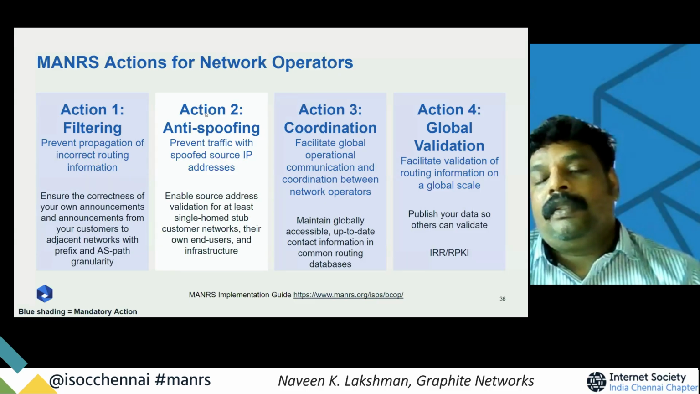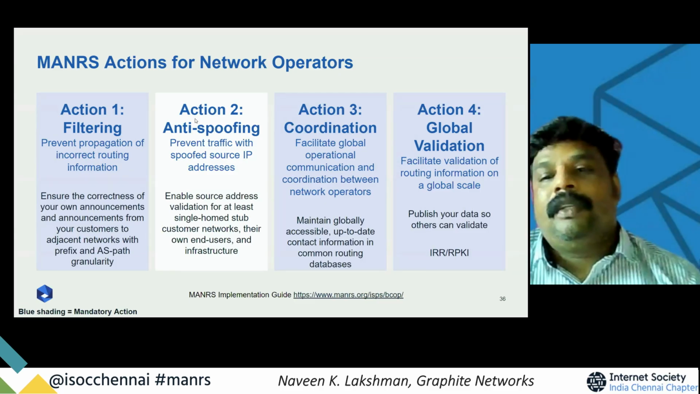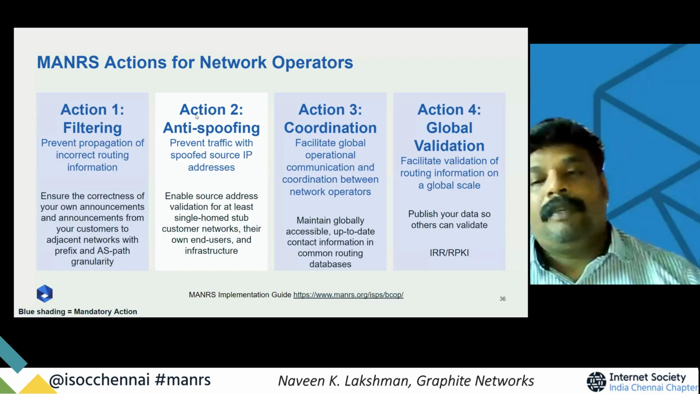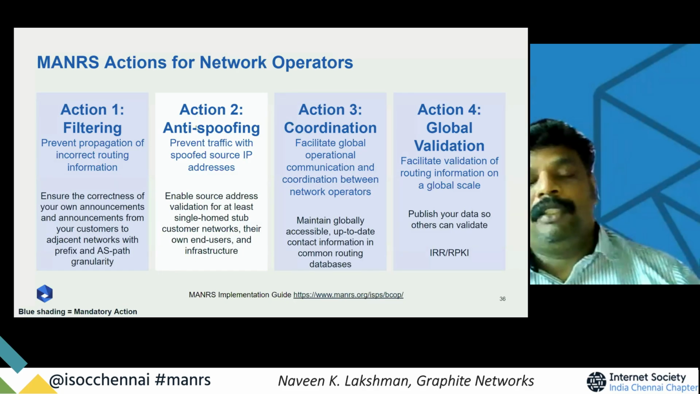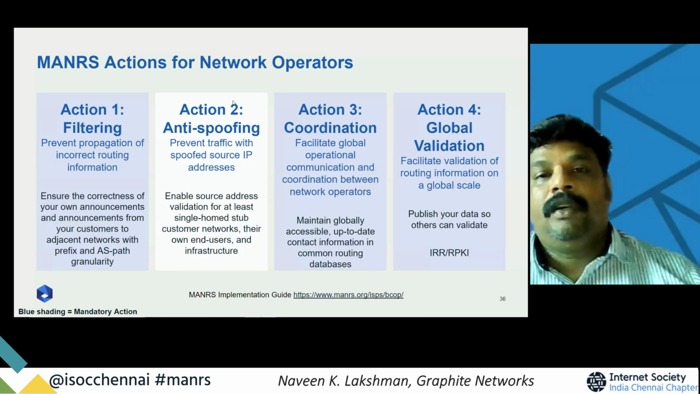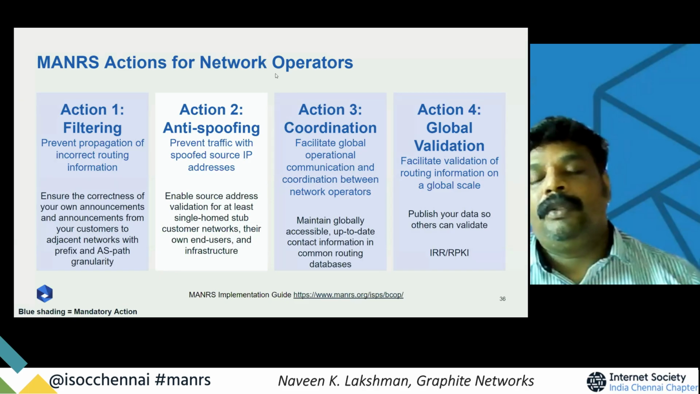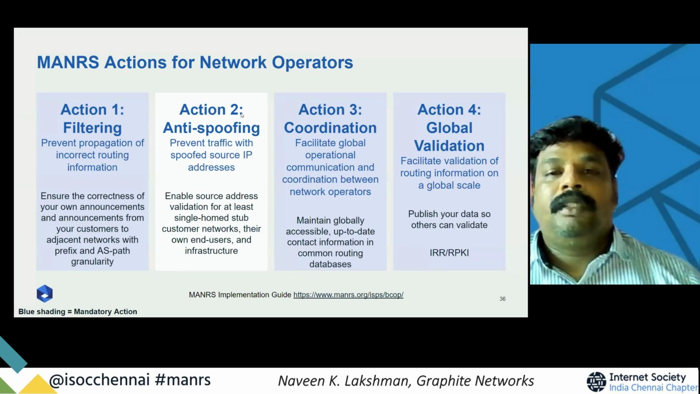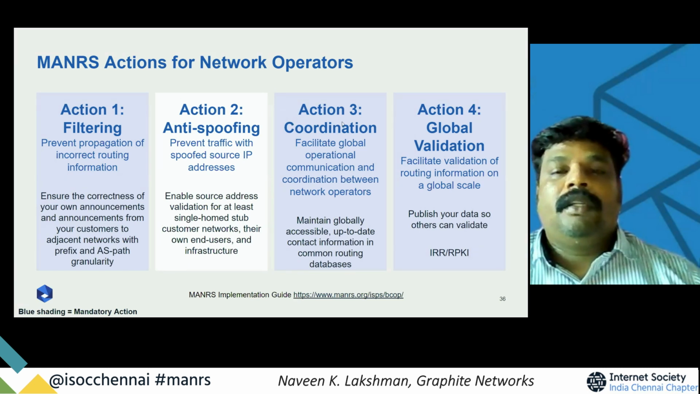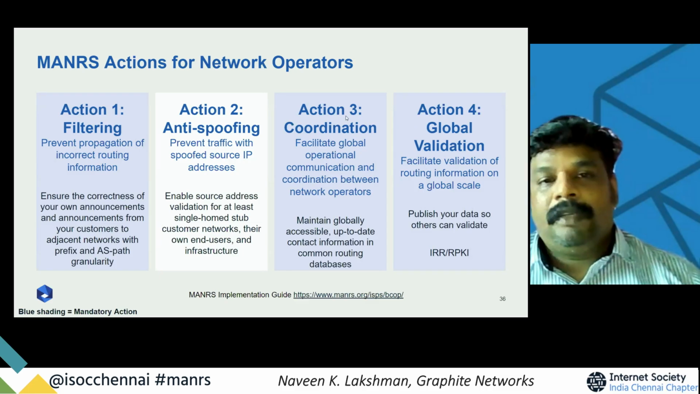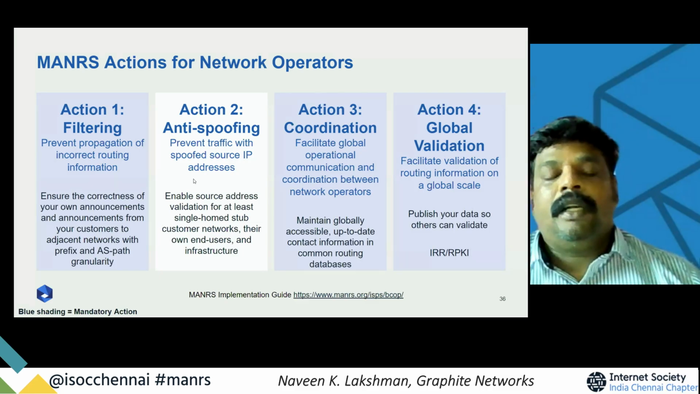And the last action is global validation, where you facilitate validation of your routing information on a global scale, meaning that you publish it in an internet routing registry, or you implement RPKI to validate your routes. So those are the 4 actions. And actions 1, 3, and 4 are mandatory for network operators, and action 2, anti-spoofing, is not mandatory.